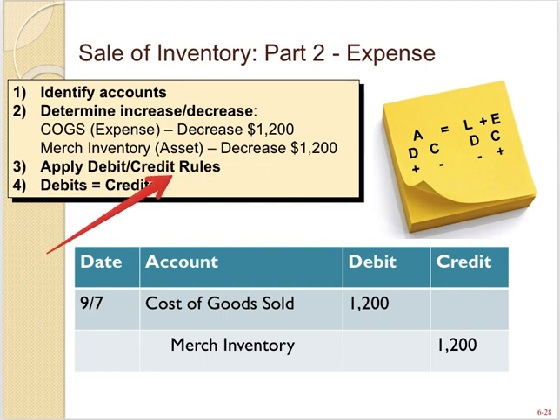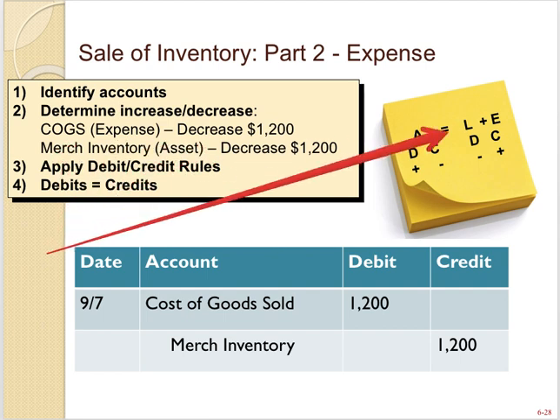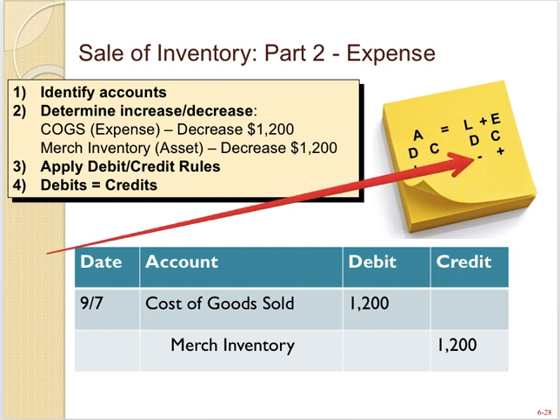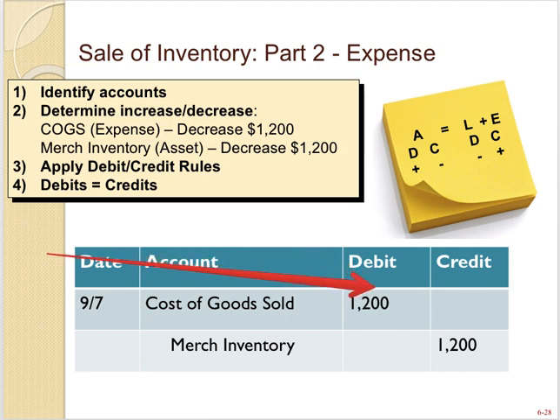So now when we apply our debit credit rules, we say, okay, well, cost of goods sold was an expense, which is an equity account. Equity is decreasing, so it is a debit. So here we have our cost of goods sold as a debit. And again, the amount we're using is $1,200, which is the $600 each times the 2 monitors that we sold, or $1,200.